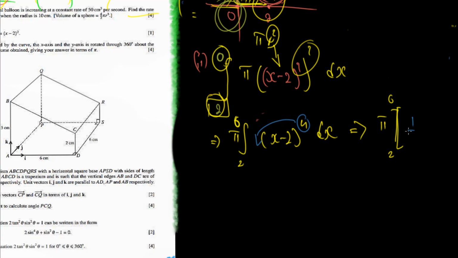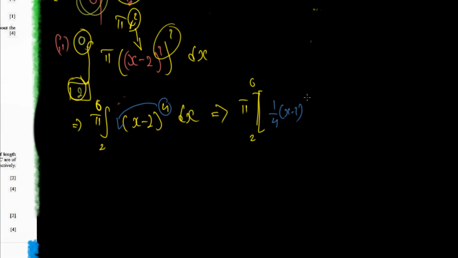Integration of the outside would be 1 by 4, x minus 2 raised to 5. Am I doing that correctly? No, sorry, 1 by 5. See, again, everyone could get confused, so it's better to revise your basics. So again, integration of the outside divided by the derivative of the inside. Derivative of the inside would, in this scenario, simply be 1. So you can just have 1 over there, and that's it.